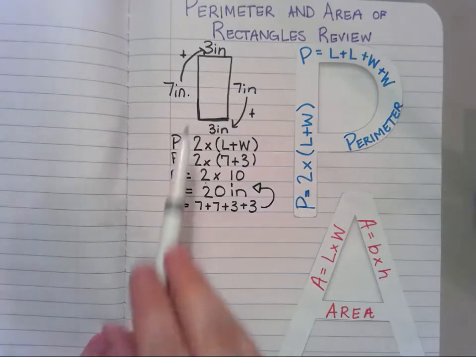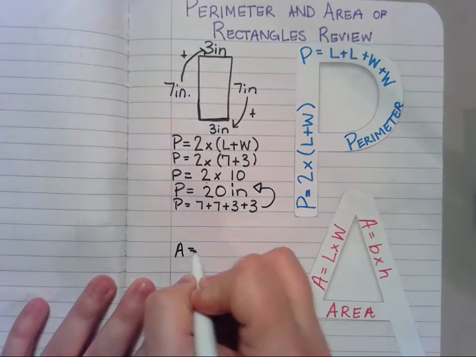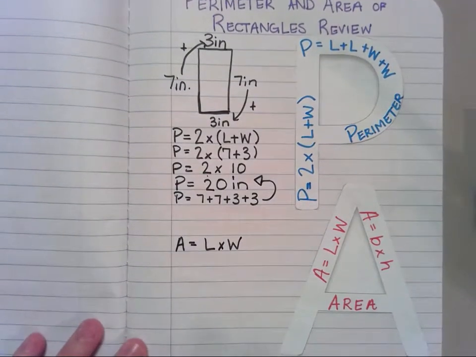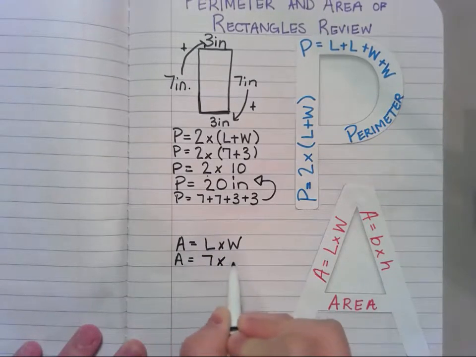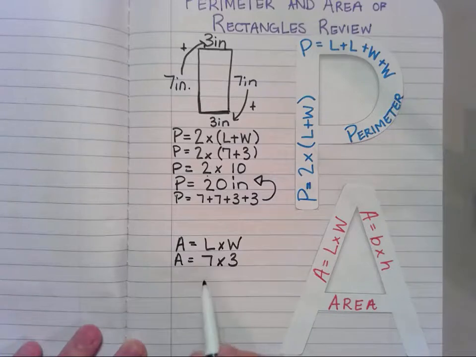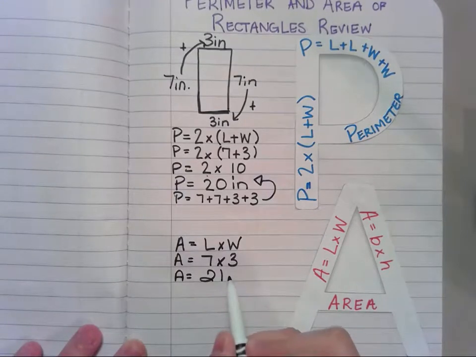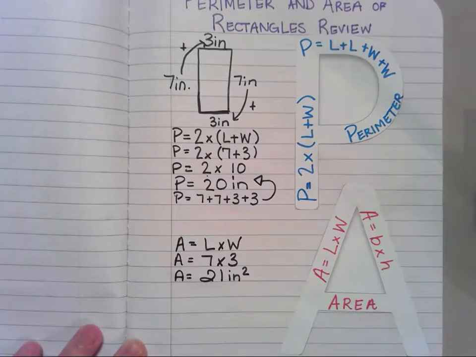Next, let's find the area of this shape. Well, we know that area equals length times width. Well, my length is 7, my width is 3. When I multiply 7 times 3, I get that my area is 21. I can't forget my label. An area is always squared. 21 inches squared.